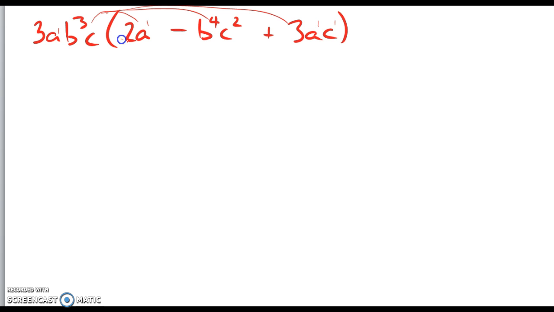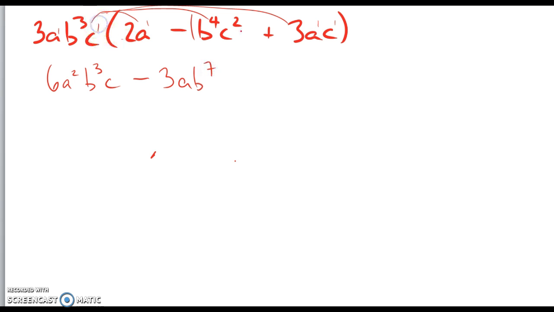We're just going to multiply our 3 and our 2, and we get 6. A to the 1 times a to the 1 is a squared. B to the third, c, because there's simply nothing else to multiply by those. Minus 3 times 1, invisible 1, we get 3. There's no a over here, so we just get a. B to the third times b to the fourth is b to the 7.